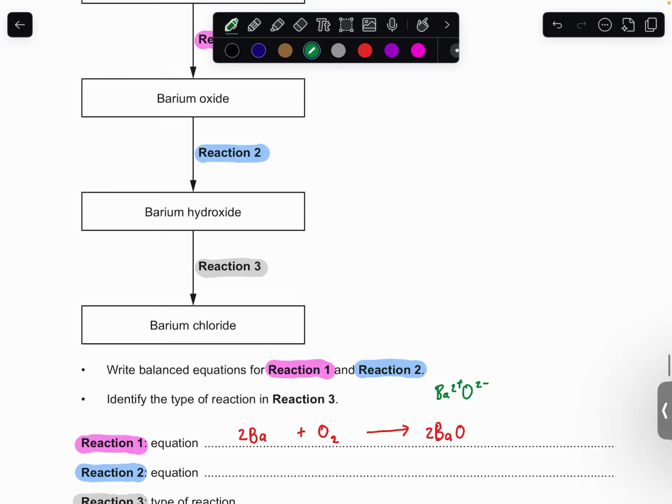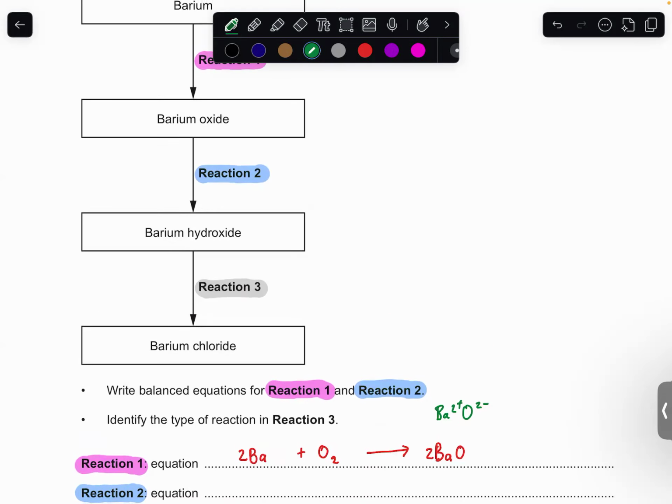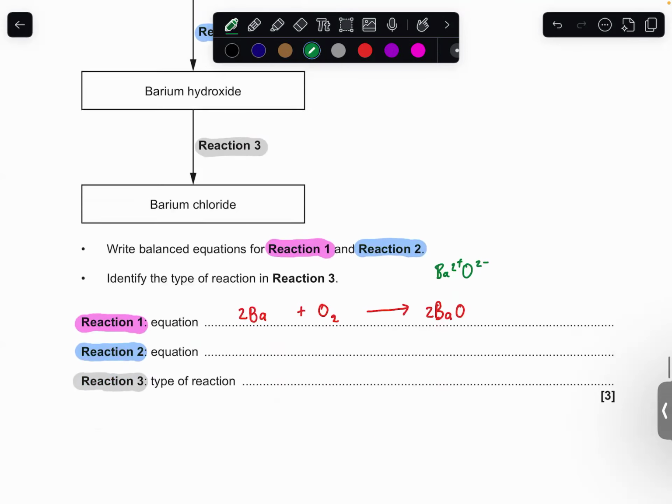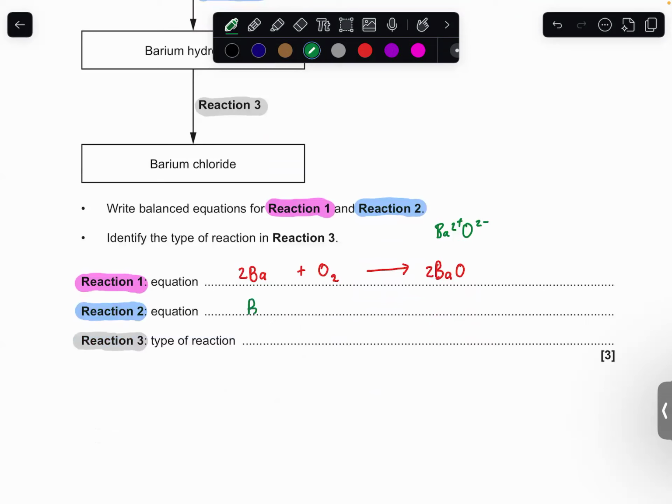With reaction 2, you've got a barium oxide turning into a hydroxide. Let's have a look here. So you've got BaO, and it's being converted into a hydroxide, Ba(OH)2. Can you see that you're getting more hydrogen and more oxygen in the compound? And what contains hydrogen and oxygen is water.